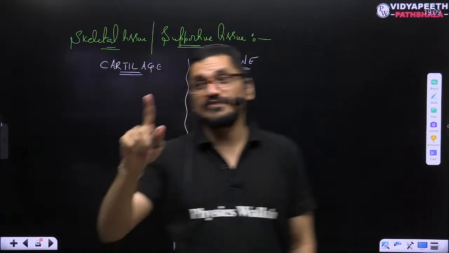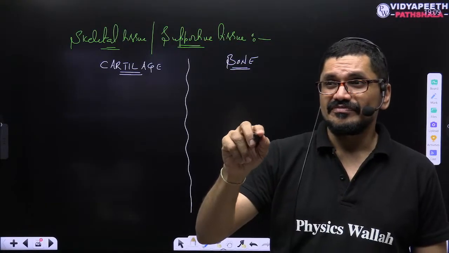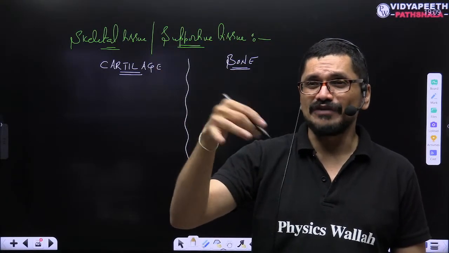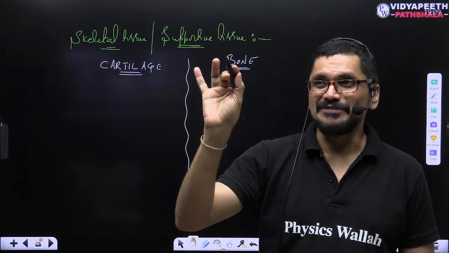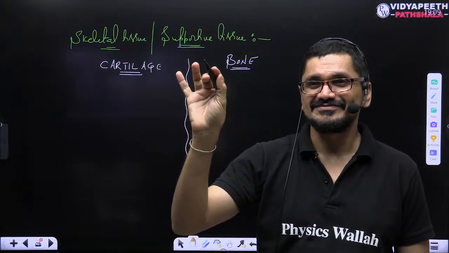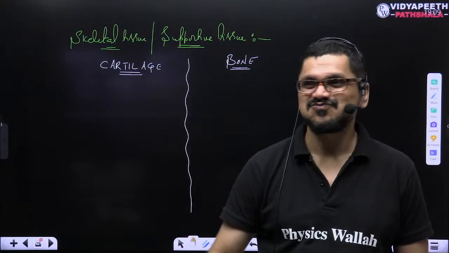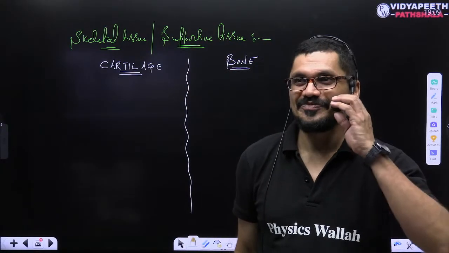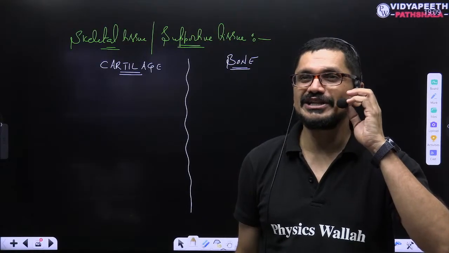Can any one of you tell what is another name of cartilage? I will decide one medical seat for you from here. You will get a medical seat. What is another name of cartilage? Sir, chondrocytes. No. Okay, anyhow, you will get the medical seat if you study.